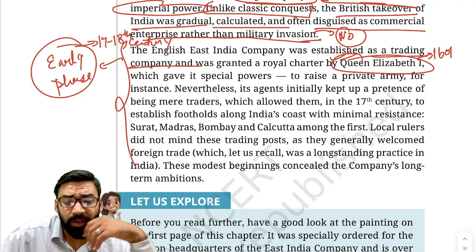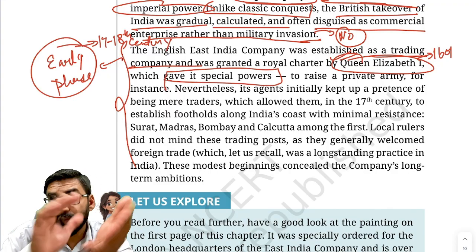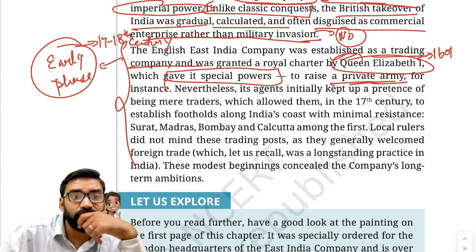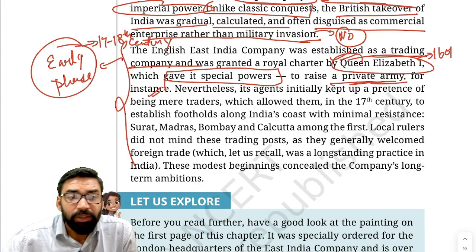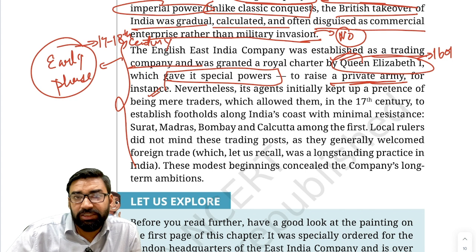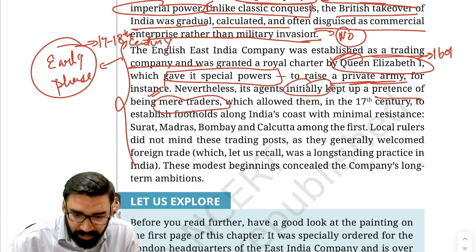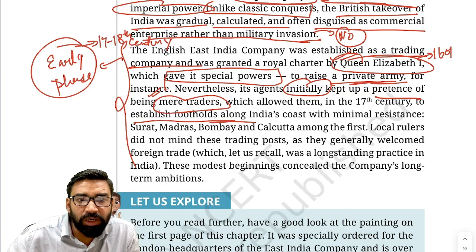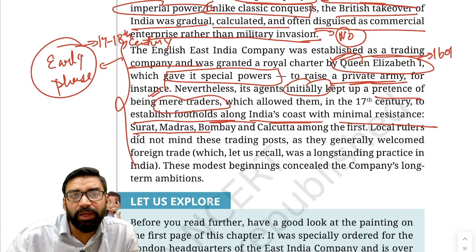Fine. Now, the royal charter gave special powers to the East India Company. What was that special power? That the East India Company could raise a private army, for instance. Fine. They could establish their own private army. Now, what was their initial strategy? See, initially they pretended that they were just traders. Fine. And gradually they started establishing footholds along India's coast with minimal resistance, like in Surat, Bombay, Madras, Calcutta. They were the first regions.